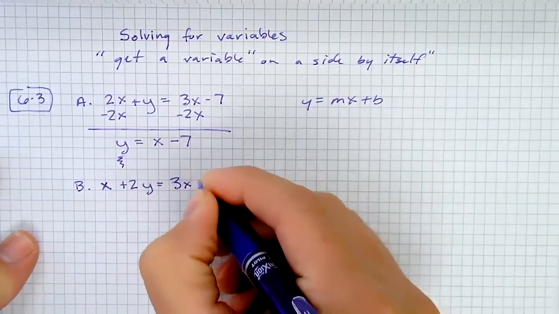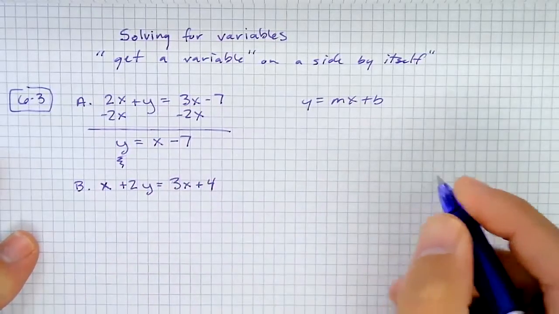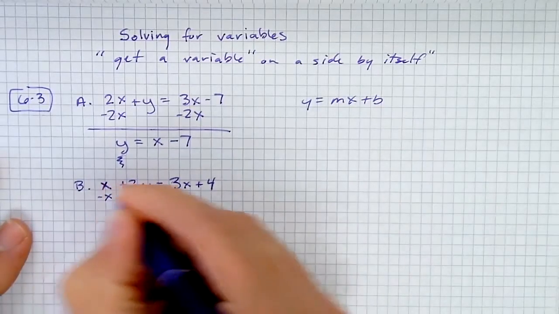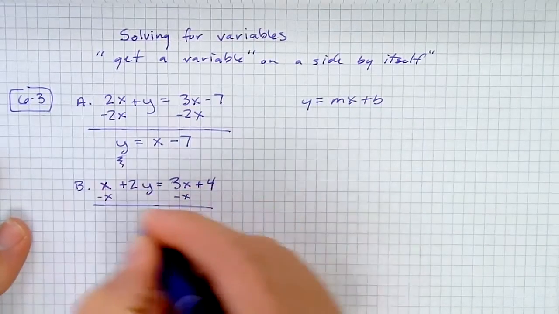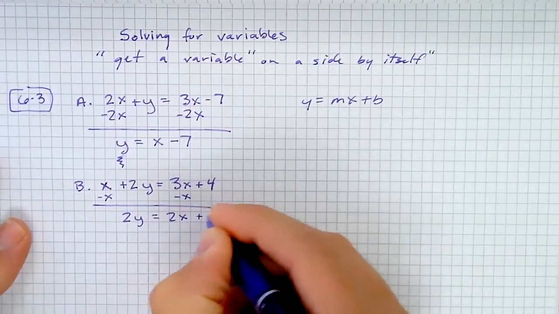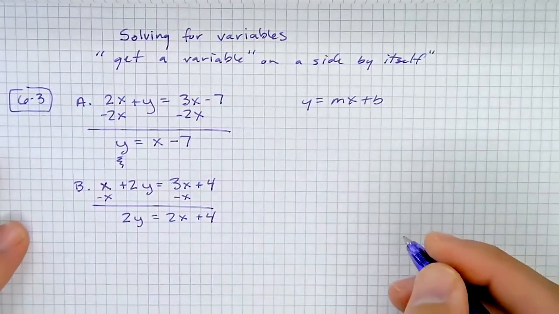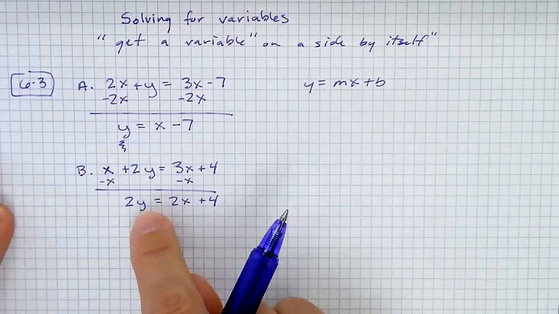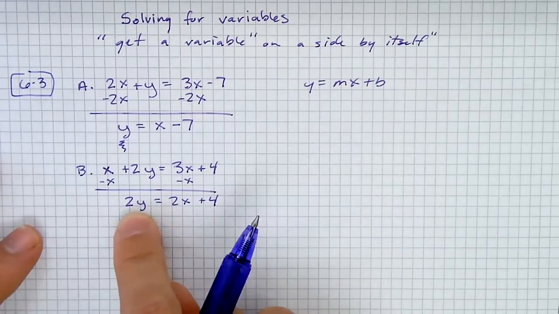Part B, x equals 2y plus 1. So we move the x over just like we did in A. So now we have 2y equals 2x plus 4. So we almost have the y on the side by itself, but we need to get rid of this 2.